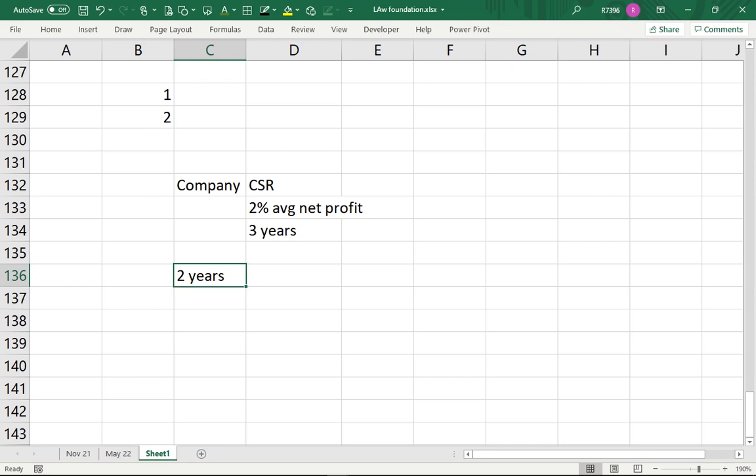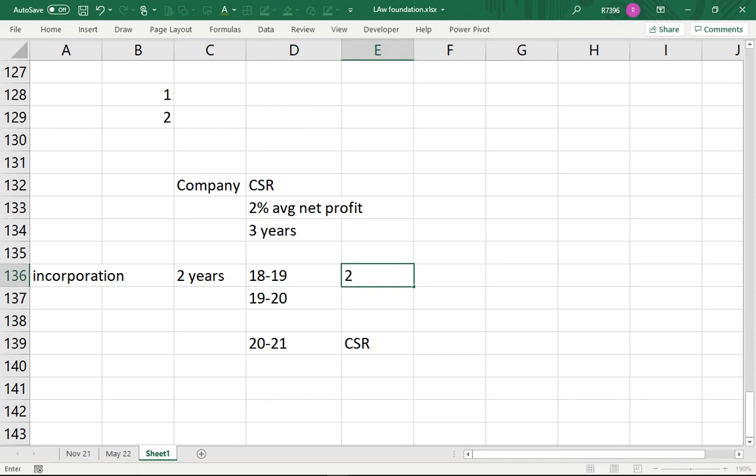Now here there is a chance to ask the question. Understand, now if any company after its incorporation suppose has completed only 2 years. Let's say one company is there which has completed financial year 1819 and 1920. In the year of 2021 they have to calculate the CSR. So obviously this company has completed only 2 years. Over here the profit was 2 crores and here the profit was suppose 3 crores. So now how will this 2% be calculated? So over here law says that if company has not completed 3 years, then you have to take the average of whatever year is completed. So here only 2 years are completed.